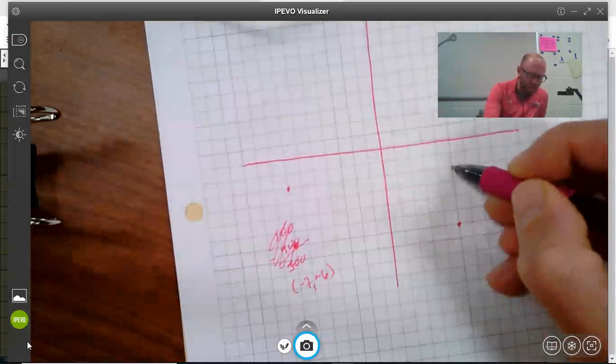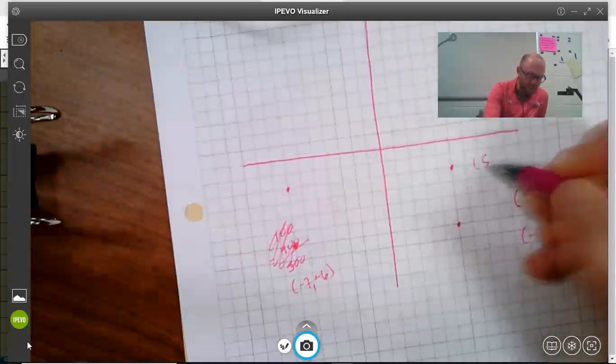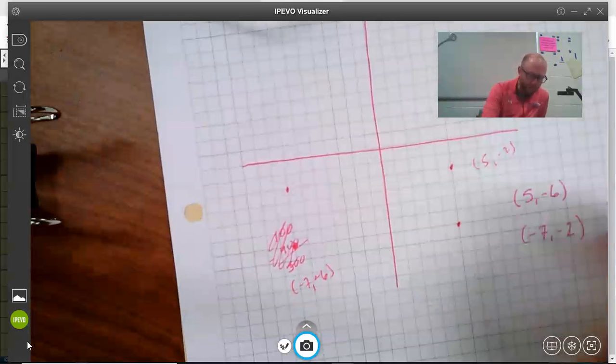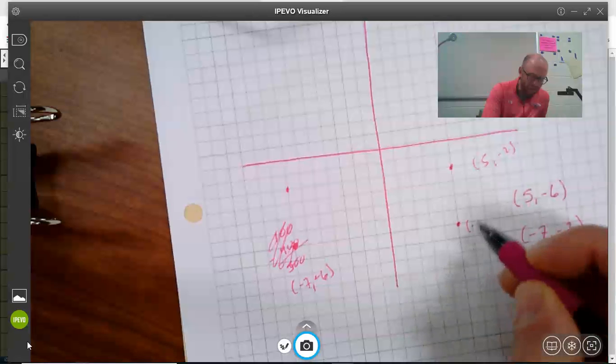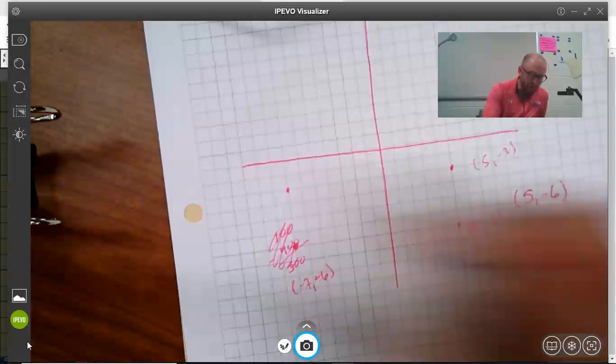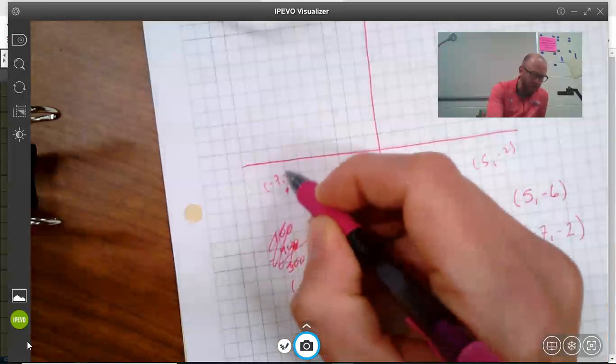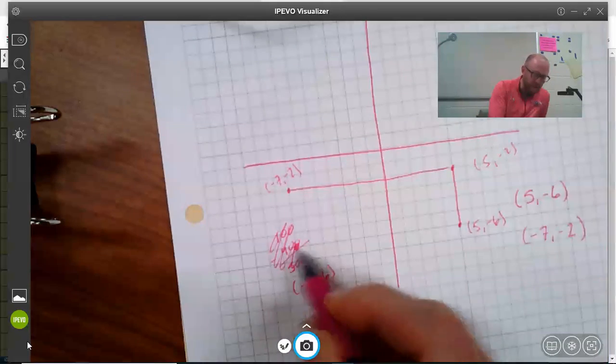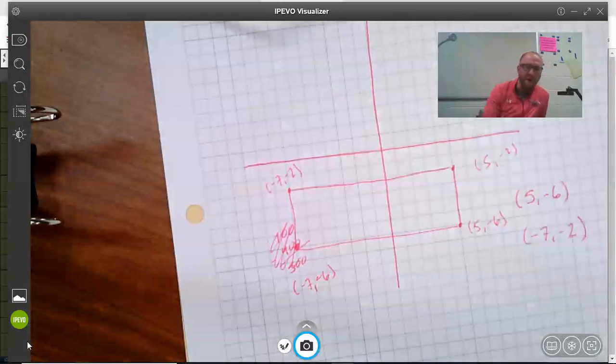Our other point must be over here. And this is (5, -2). And this is (5, -6). And this is (-7, -2). So there's my rectangle right there.